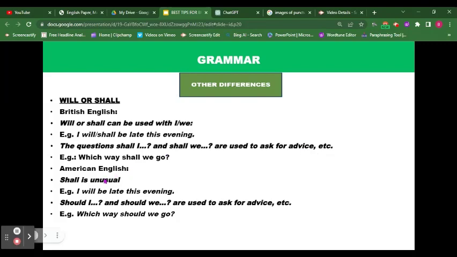Now, in American English, shall is unusual. So in American English, will is used. For example, I will be late this evening. It's unusual to say, I shall be late this evening. Now, should is used in American English in place of shall. Should I and should we are used to ask for advice. For example, which way should we go? Okay, which way should we go?